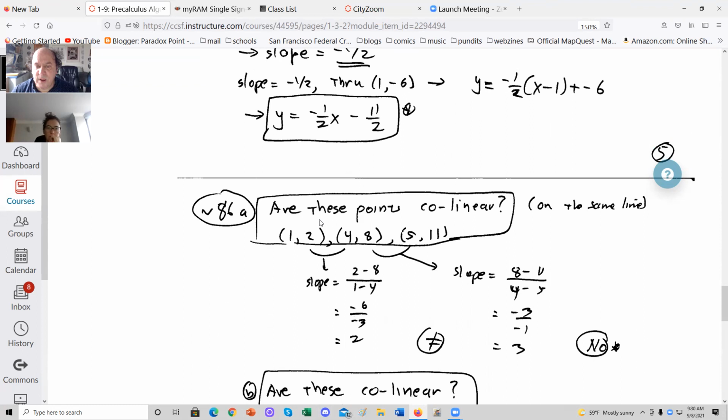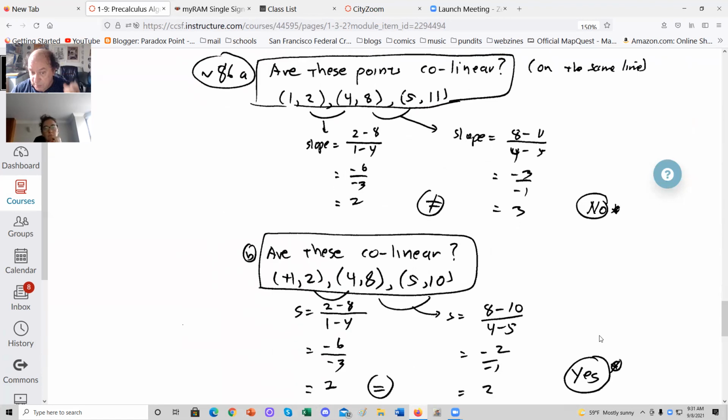Now here we have 3 points, 1 by 2, 4 by 8, and 5 by 11. Are they collinear? Are they on the same line? Well, what we'll do is find the slope between these 2 points and the slope between these 2 points. If they're equal, they're collinear. If not, then not. Between 1 by 2 and 4 by 8, the slope is 2 minus 8 over 1 minus 4, which comes out to 2. Between here and here, the slope is 8 minus 11 over 4 minus 5, which comes out to positive 3. Not the same, therefore these are not collinear.